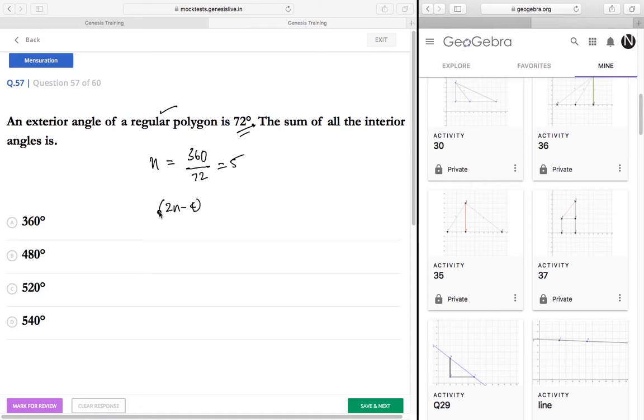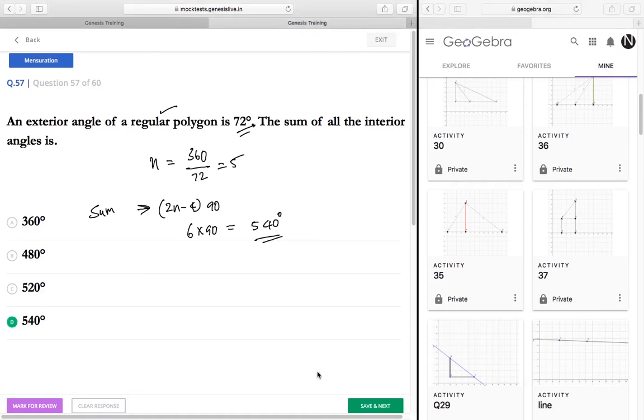And the sum of all the interior angles is nothing but 2n minus 4 multiplied by 90 degrees. Fine. So this is nothing but the sum of all the interior angles. Again, it's a formula based question, like I said. So 5 2s are 10 minus 4 is 6. 6 into 90, you will get 540 degrees. This is the sum of all the interior angles. Hope this is clear. Next one.